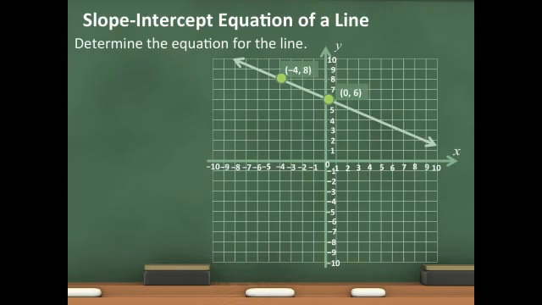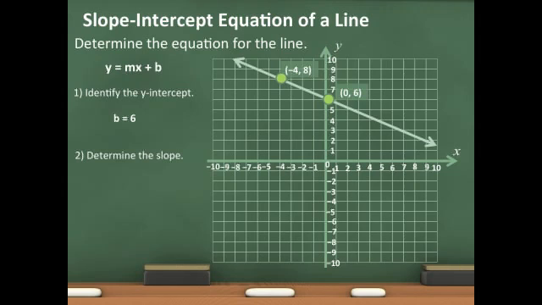For our last example, we will determine the equation of the line that is shown in the graph. Start with the slope-intercept form of the equation of a straight line, y equals mx plus b. To get the equation, we need to know 2 things, the slope and the y-intercept. The y-intercept is (0, 6), so the value for b is 6. We can determine the slope by comparing the 2 points.